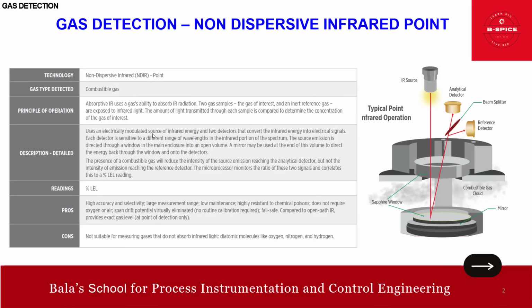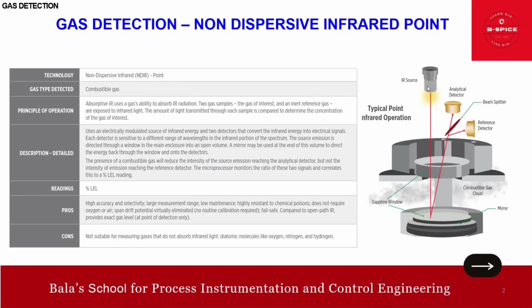So it uses an electrically modulated source of infrared energy and two detectors, that is analytical detector and reference detector, that convert the infrared energy into an electrical signal. So each detector is sensitive to a different range of wavelength in the infrared portion of the spectrum.